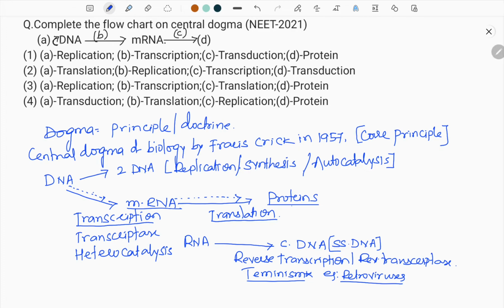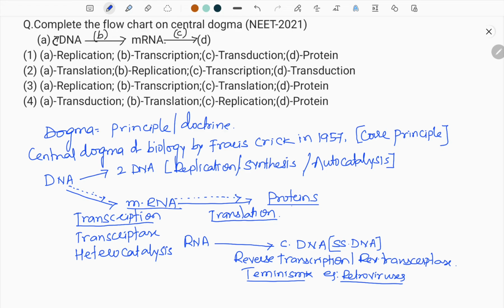Now let us see the options here. A is formation of DNA from DNA, so this must be replication. Replication is given in option 1. Then B is transcription. Transcription is given in option 1 as well as option 3. So 1 and 3.